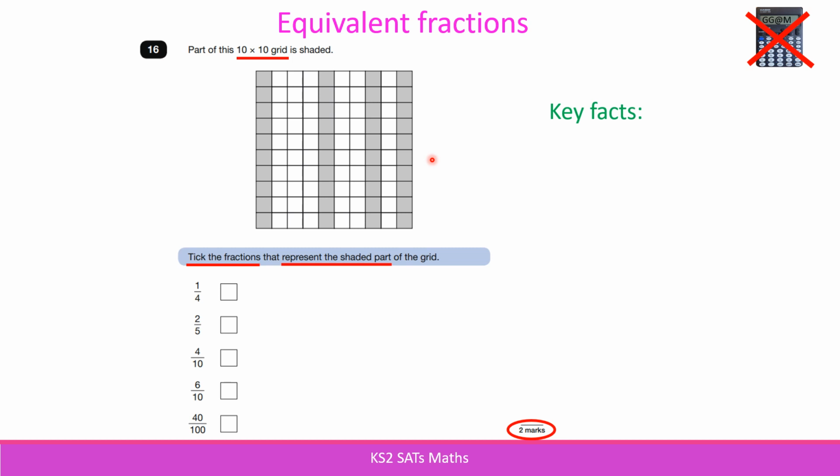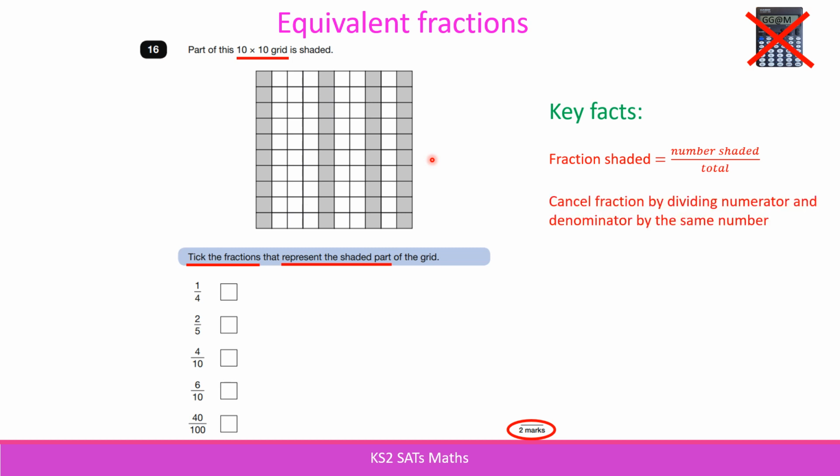The key facts you need to be able to answer this question are that you need to know that the shaded fraction is the total number of shaded squares divided by the total number of squares. And once you've got that fraction, you can then cancel that fraction down by dividing your numerator, which is the number on the top, and the denominator, which is the number underneath, by the same number, and that will cancel your fraction and give you an equivalent fraction, which is what you've been asked to do over here.